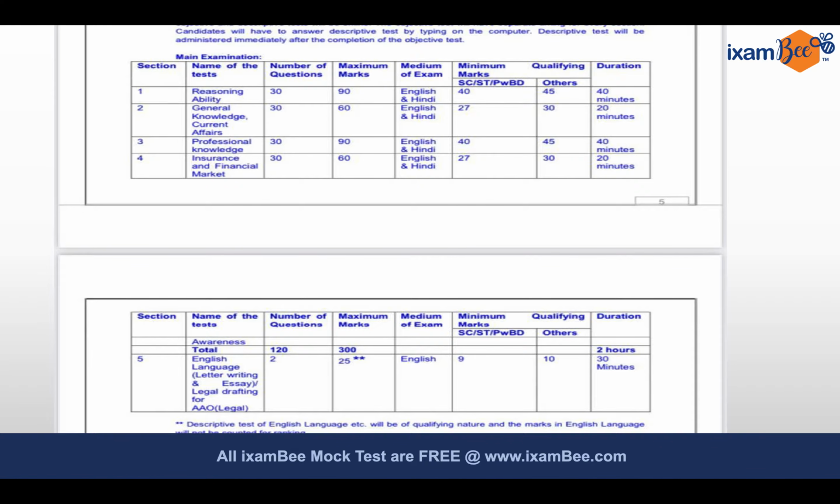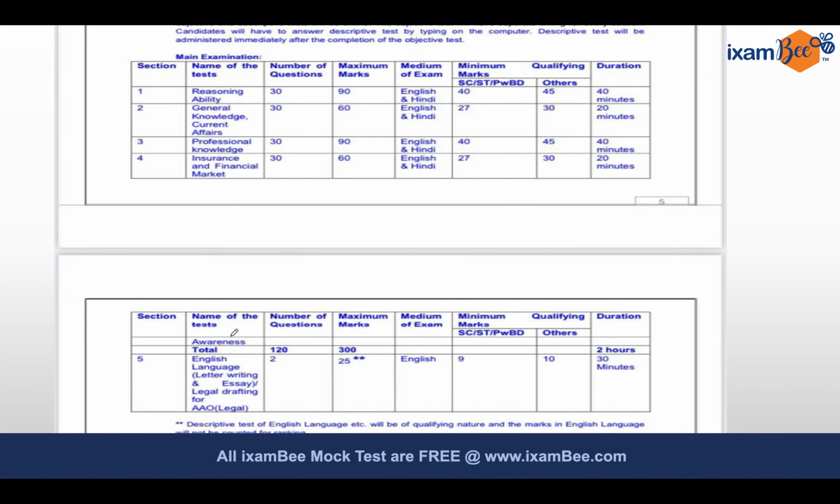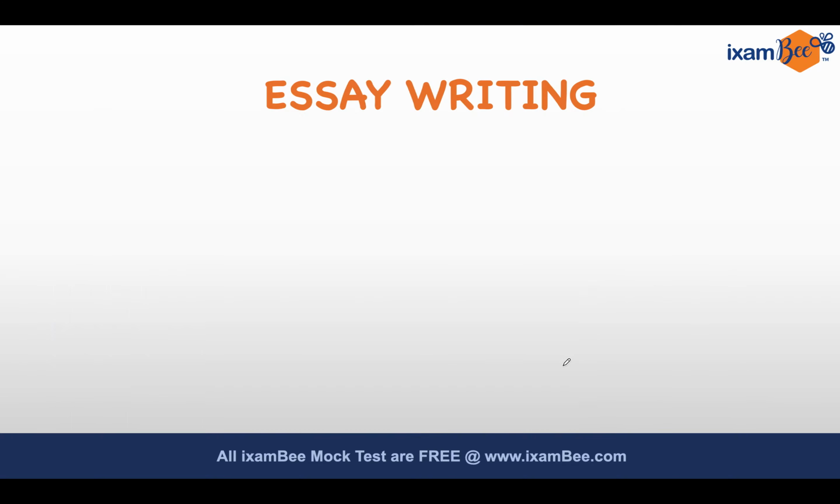But before we move on to that, let's quickly take a look at our exam pattern. So here we have 2 questions. We will be having one question from letter and one question from essay, and our maximum marks will be 25, right? So we need to get a qualifying mark of 10. Not very difficult, we can definitely manage provided we are well prepared. Dear friends, let's move on.